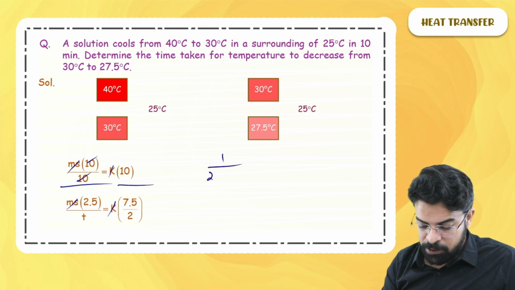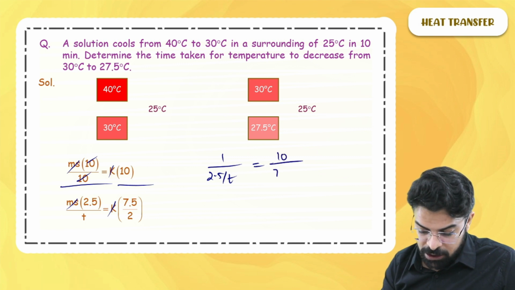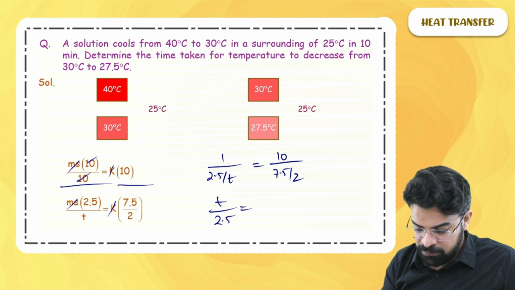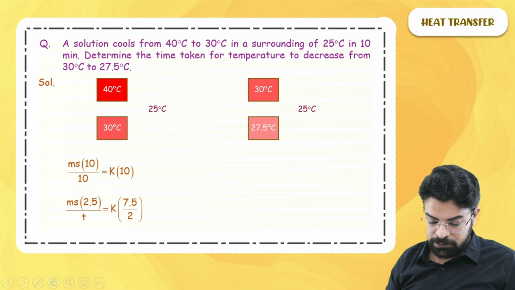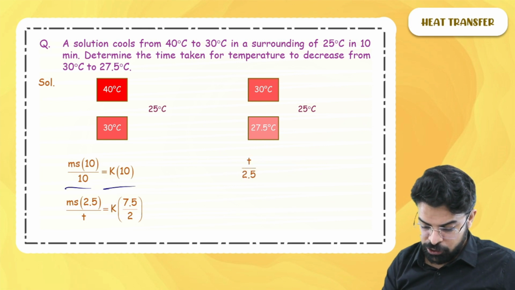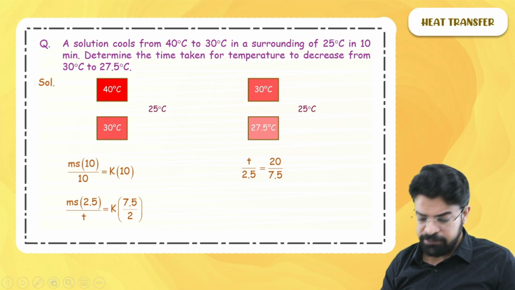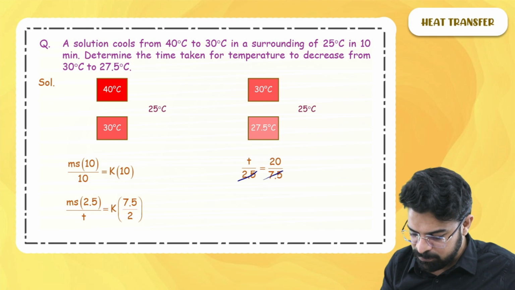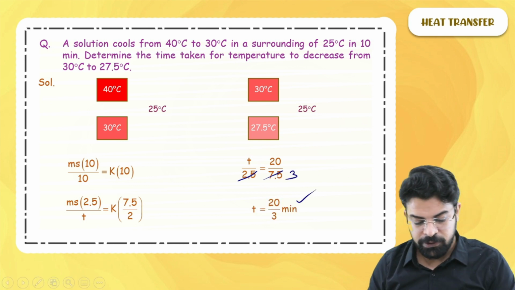So you get 1 upon 2.5 by t equals, on the right hand side, 10 upon 7.5 by 2. So you get t upon 2.5 equals 20 upon 7.5, right? Cancel out 2.5. 7.5 is 3 times 2.5. So place here a 3. So the time taken will be 20 by 3 minutes.